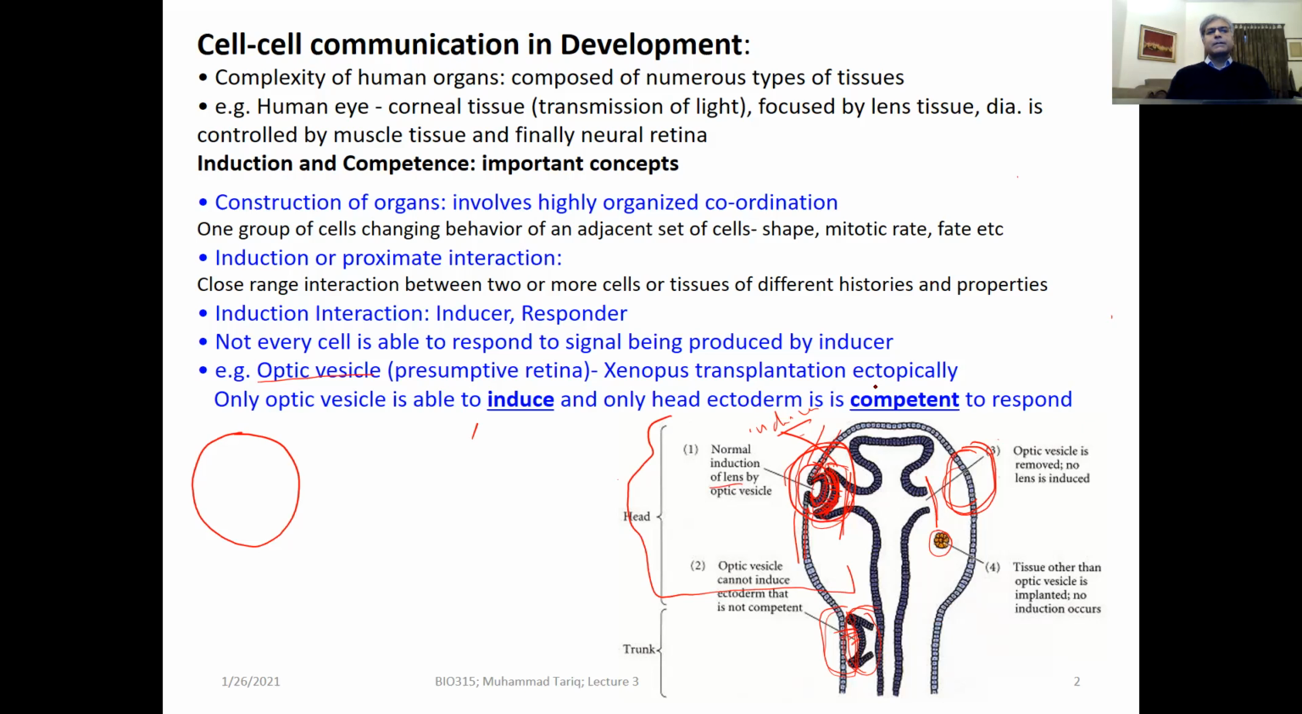But sir, the other ectoderm cells are not responding to the same signal. So only the cells which are near the optic nerve have been in that certain differentiation. Yeah, only the ectodermal cells in the head region will respond, not in this region, in the trunk.